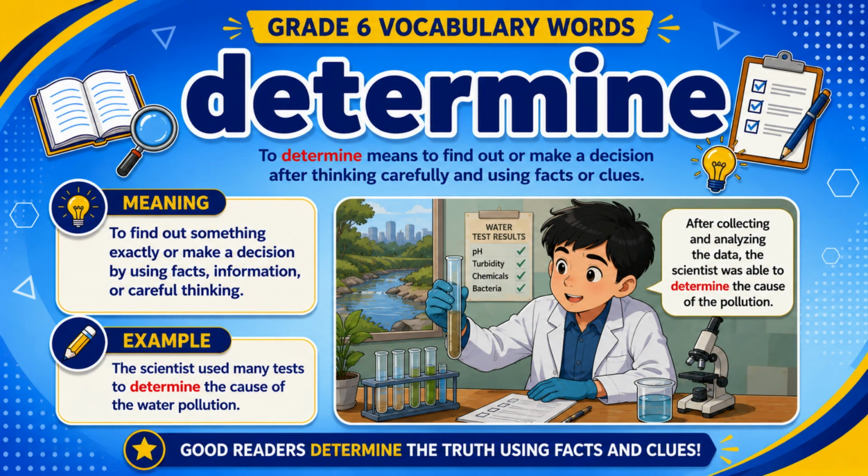Determine means to find out or decide after thinking carefully. Readers determine the main idea, the meaning of a word, or the author's purpose by looking at the information in the text. Good readers do not rush. They carefully examine the details before deciding on the correct answer.